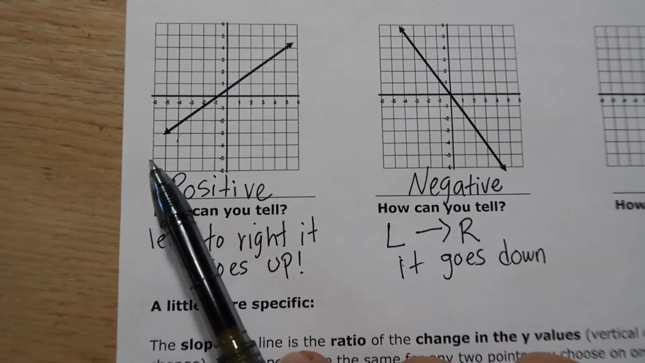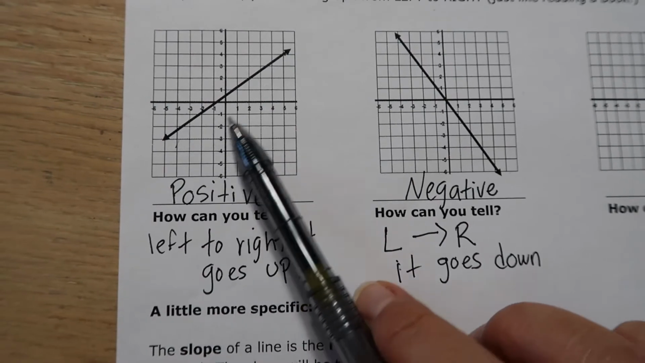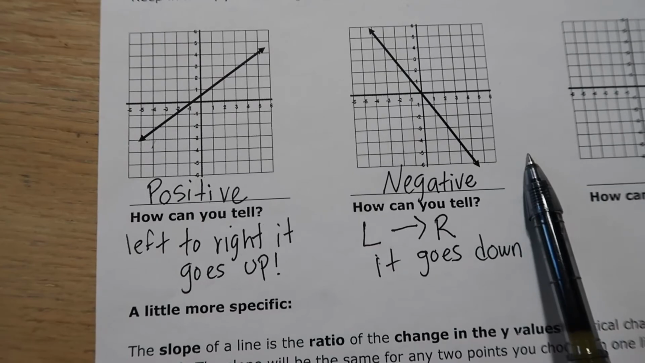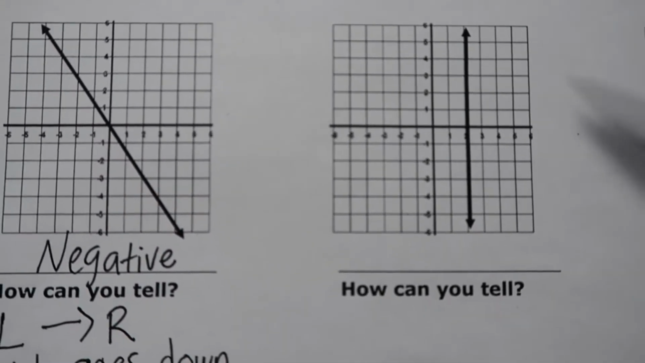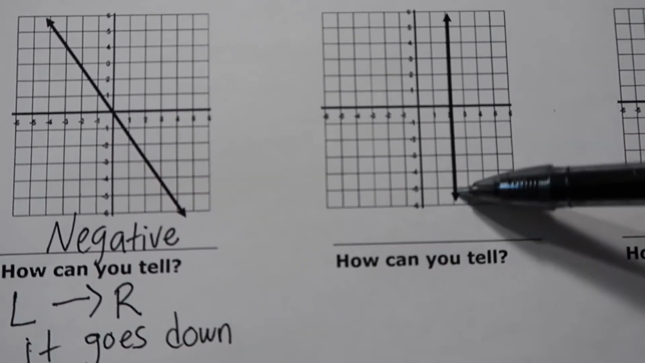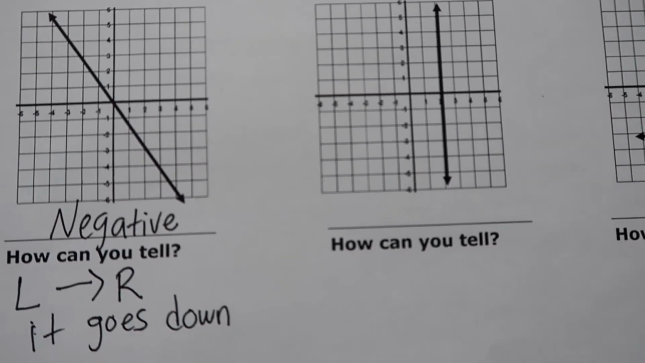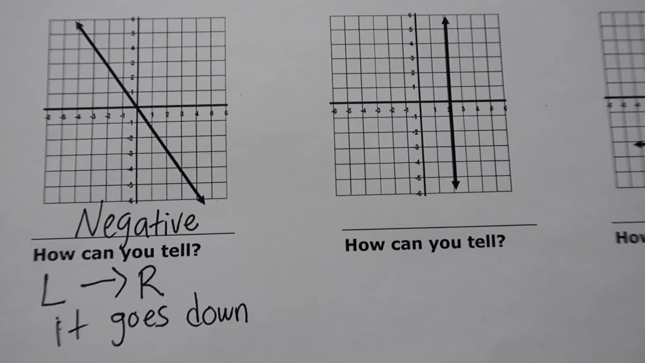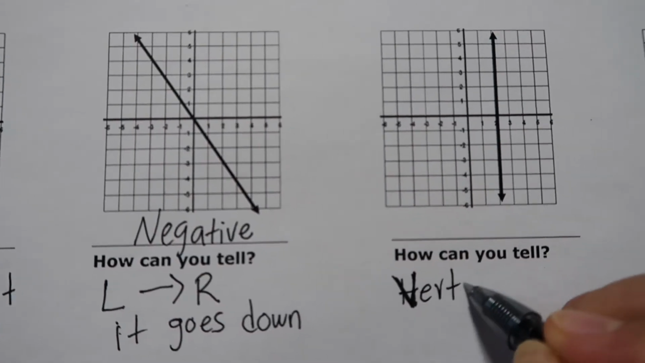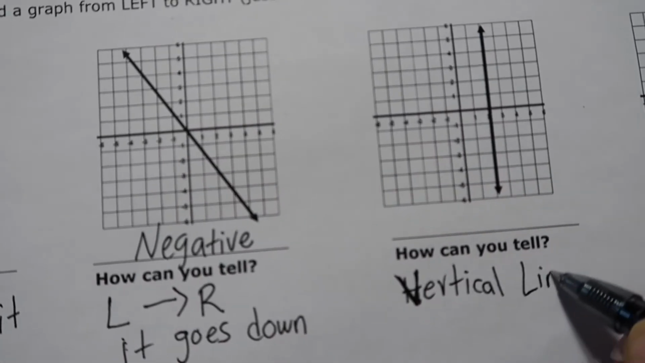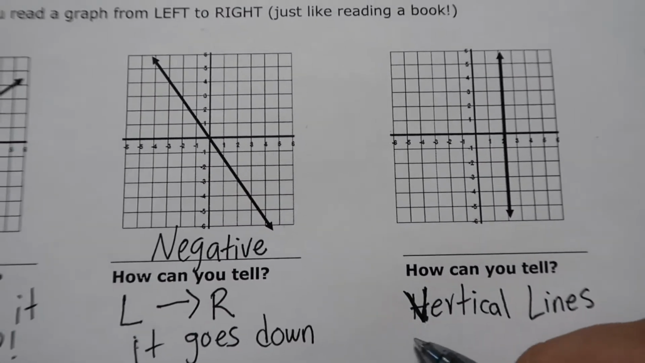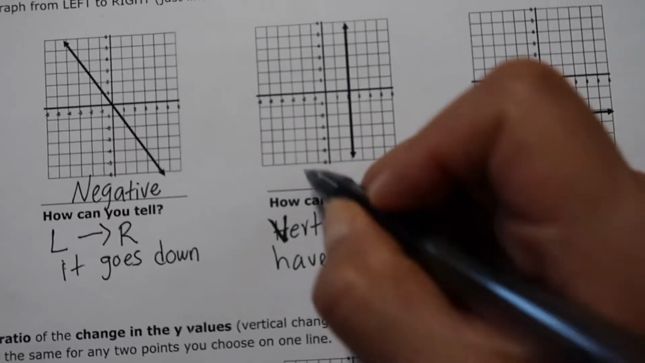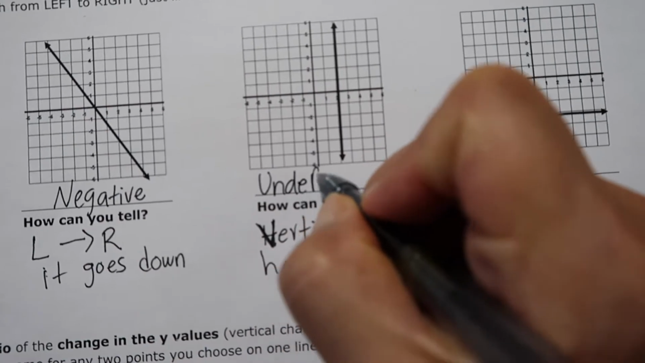Again, just like reading a book from left to right, here your line is going up, here your line is going down. Well, what if your line is a straight line but it goes up and down like this, like a vertical line? Well, in that case, vertical lines have no slope. So vertical lines have no slope. Means that your slope is gonna be undefined.